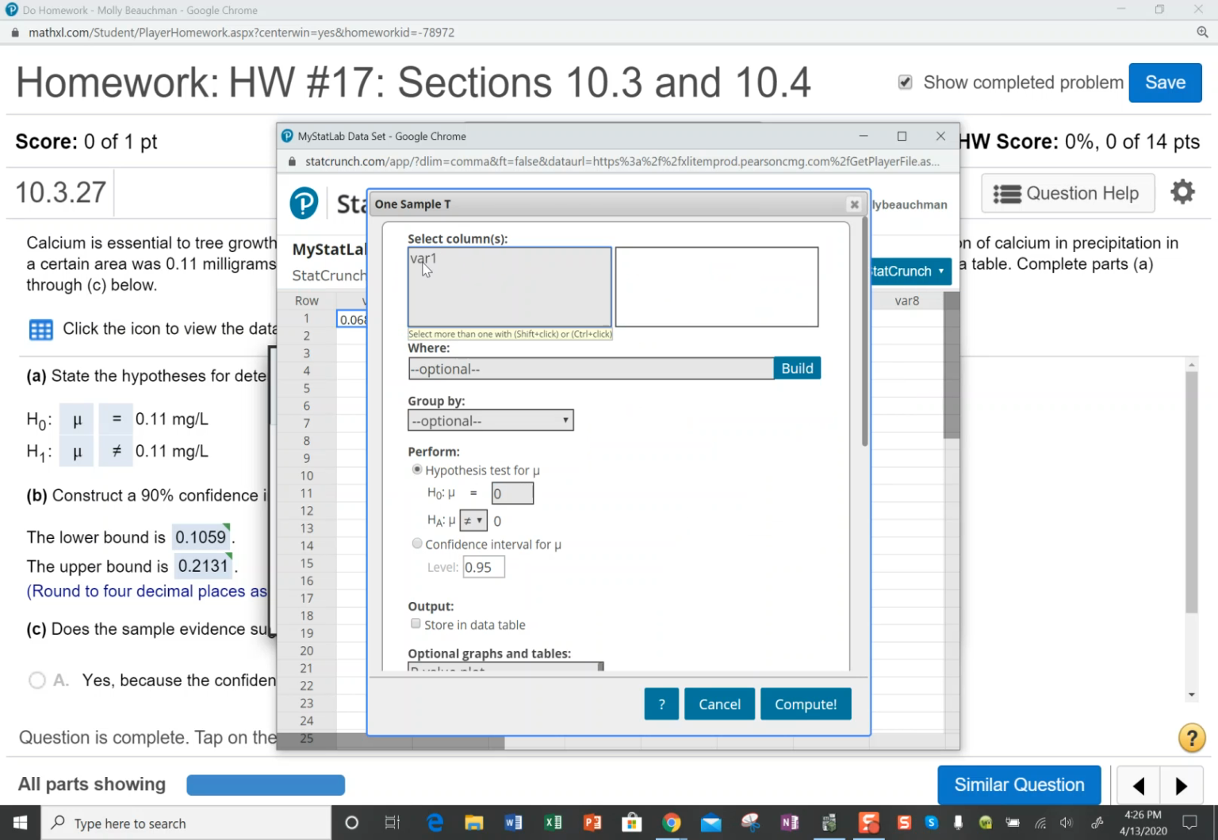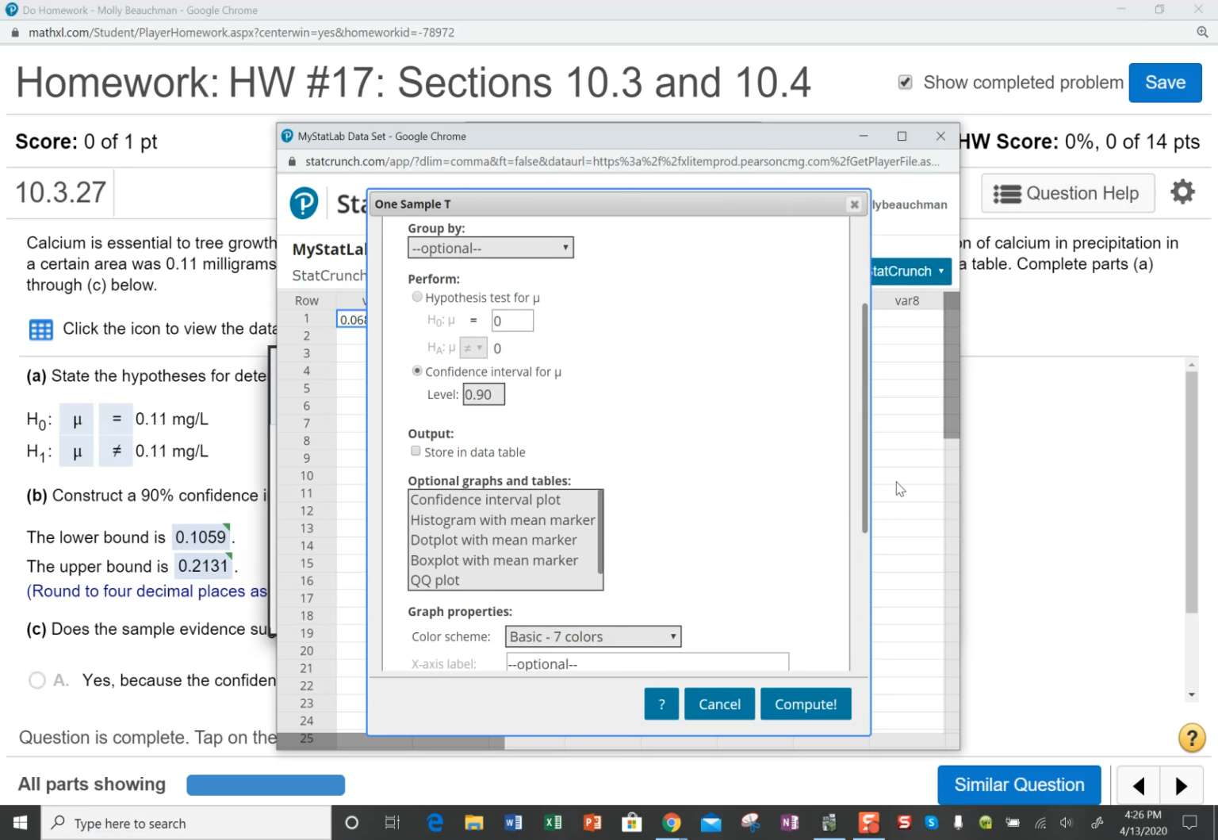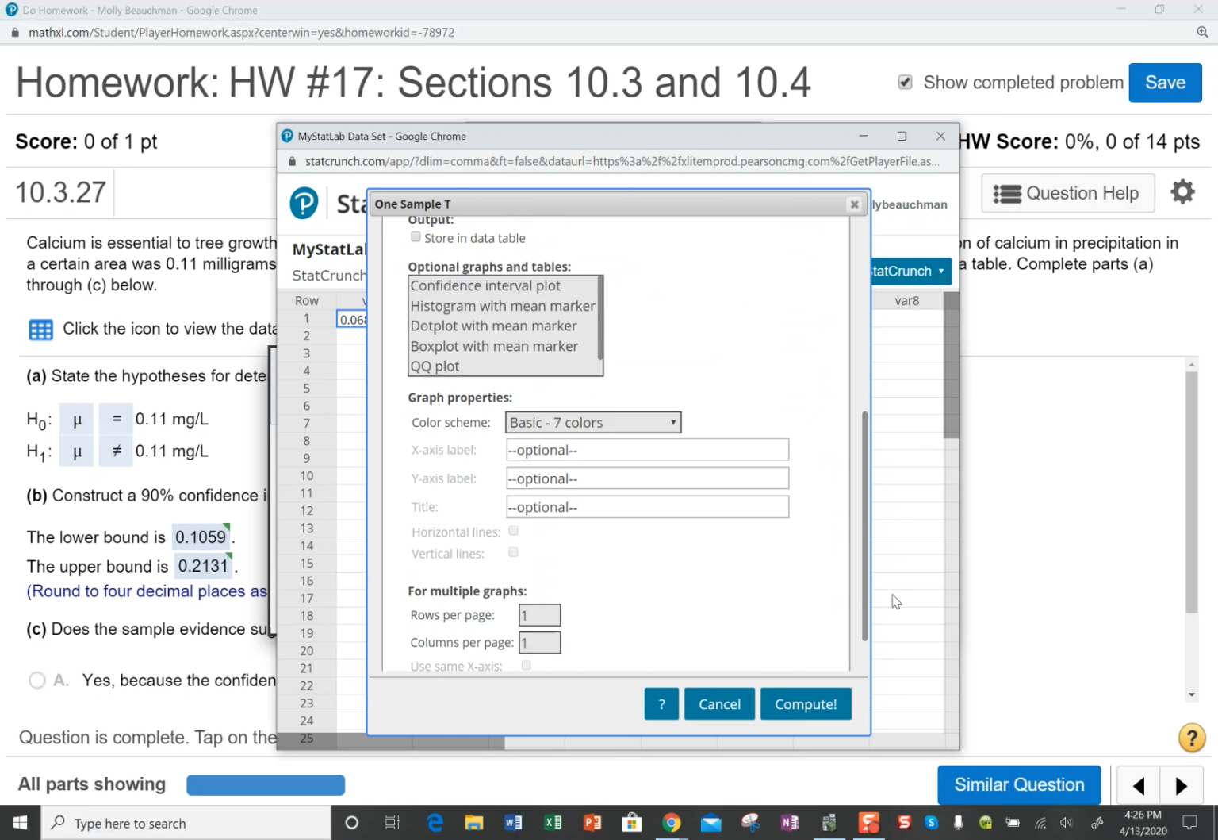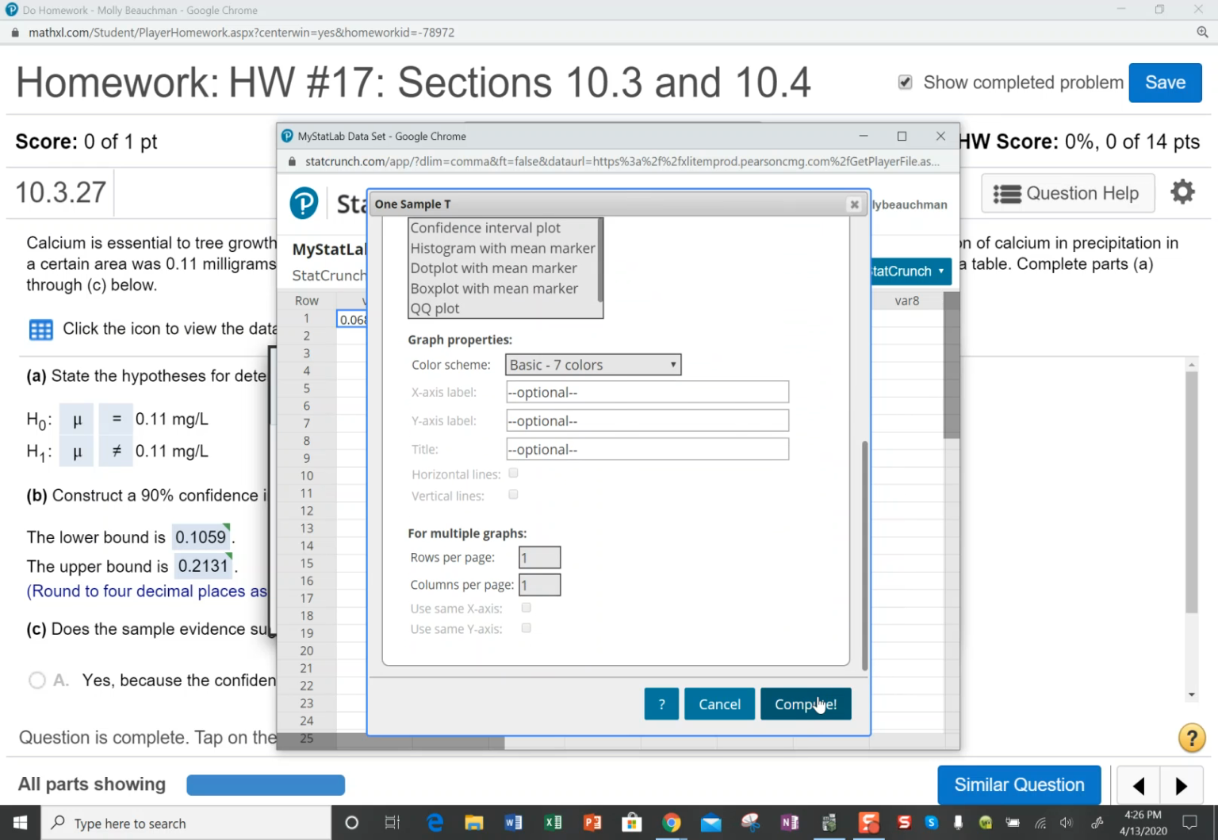So our data is what's in the first column. Then we're not going to perform a hypothesis test. We're going to find a confidence interval for this one. The level is 0.90. And then just move this down a little bit. We don't need any other types of graphs. We just need that piece.